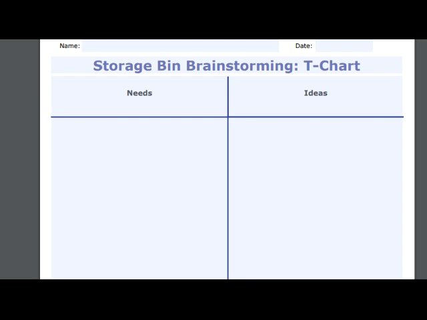So this is our storage bin brainstorming T chart. You can see it's separated into two sections, a needs column and an ideas column. So you can make this on plain paper, you can complete this in your science journal, or I have it linked in the description if you would like to print it, or of course you can print it right from the lesson as well. Let's look at the one that I've already completed.